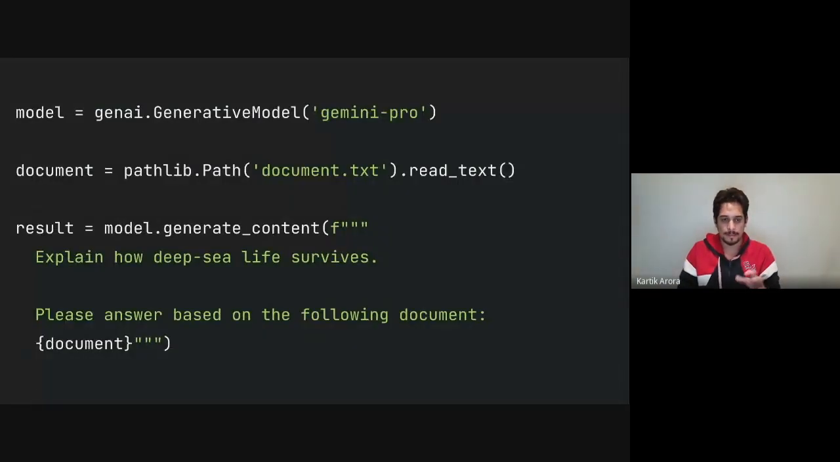In this example, we're taking a TXT document and we're providing a prompt which takes a question as well as provides the document. So we're requesting the model to, please base your answer on the following document. And Gemini is quite powerful. It will consider your document as the source of truth.